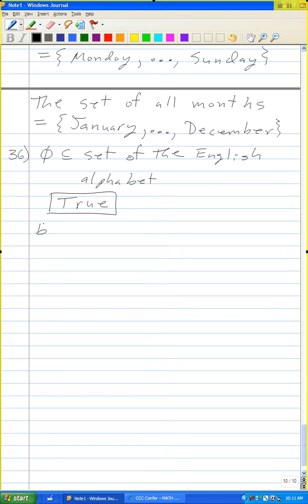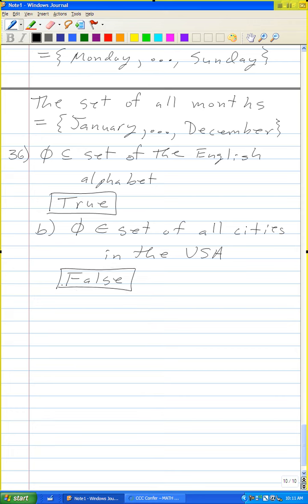B. Is the empty set a member of the set of all cities in the United States? And so this is false, because the null set is not a city in the United States.